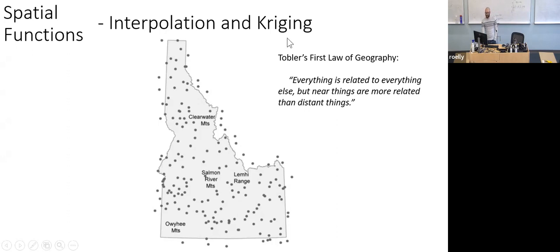And one thing you always learn about in GIS is Tobler's first law, which is everything is related to everything else, but near things are more related than distant things. So if you take one step to the right, you would assume the elevation is going to be more similar than if you took 10,000 steps to the right. So those are going to be less related than things that are more near.